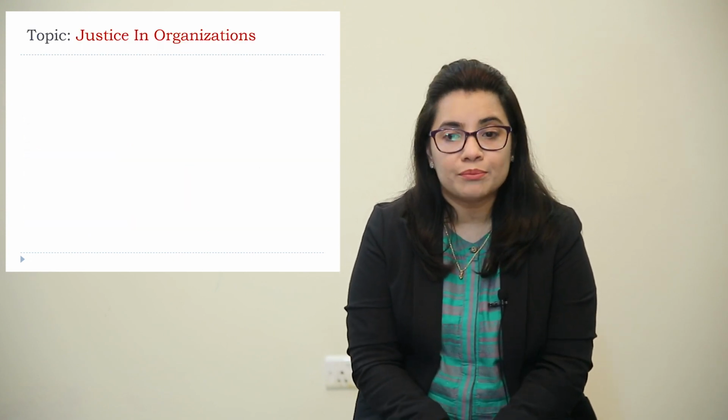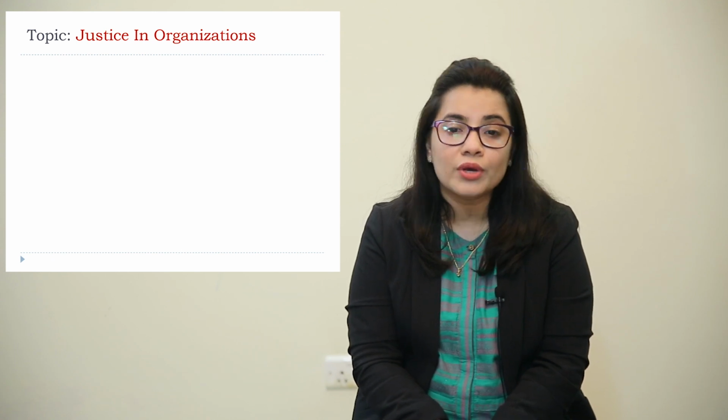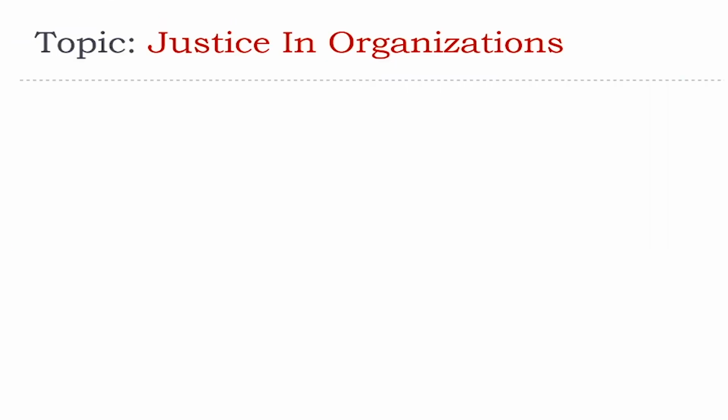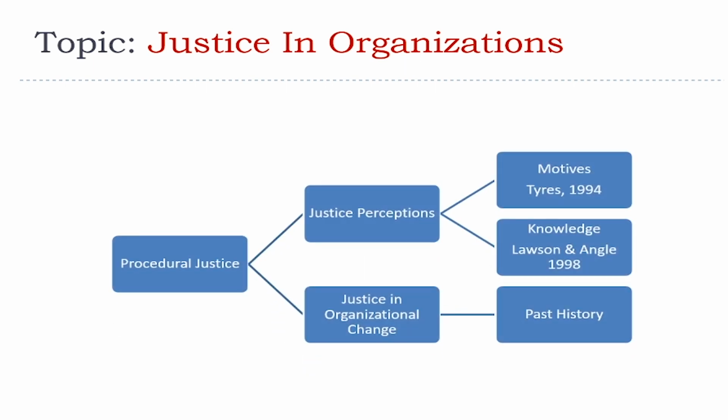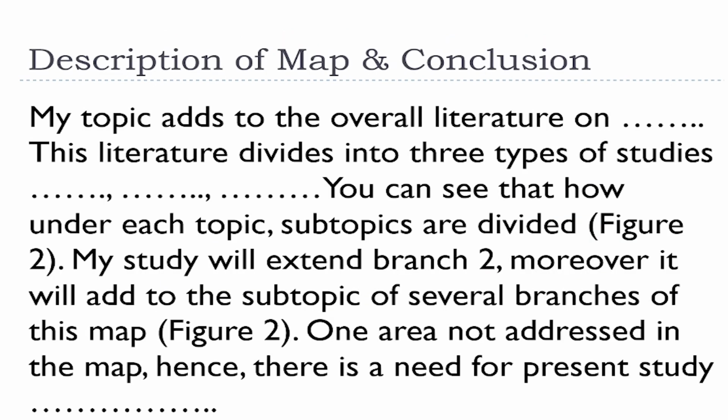Here I am giving you an example. For example, you are reviewing a topic, justice in organization. See how I developed this map. First of all, I took procedural justice as a broader concept. Then I divided it into justice perceptions and justice in organizational change. Then the justice perception I divided into two other subtopics, and the justice in organizational change into past history. You can use any aspect for your literature review. You can find a gap and try making your own study.